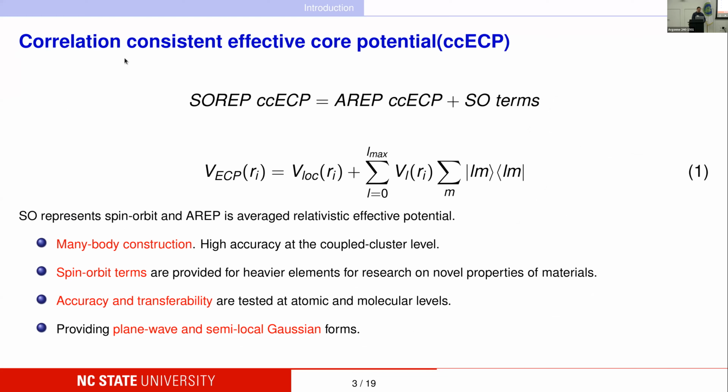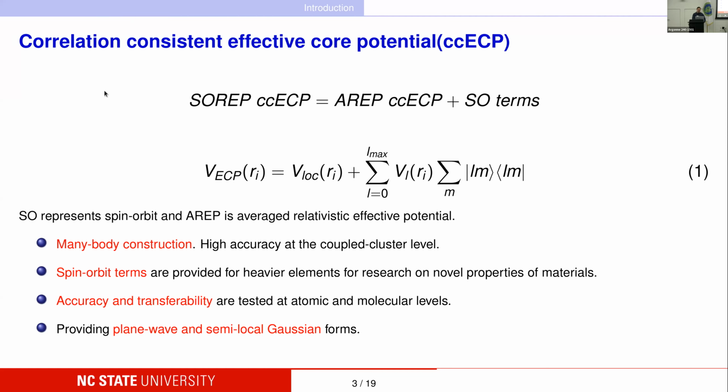So Cody actually talked on some of this a little bit earlier, just before. I'll just briefly talk about it as well. So a SOREP ECP, or a spin orbit relativistic effective potential, is going to do full spin orbit splitting. And how it does this, or at least how we employ it, is with an AREP, or an average relativistic effective potential. And then we throw on spin orbit terms that we optimize separately.